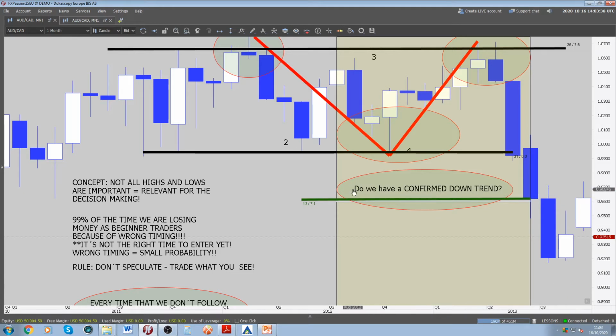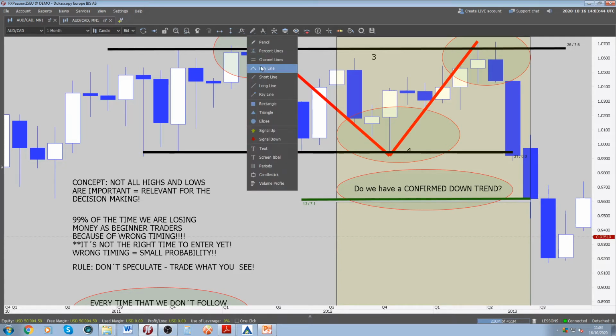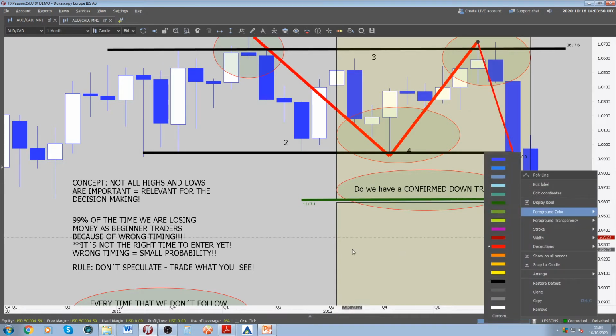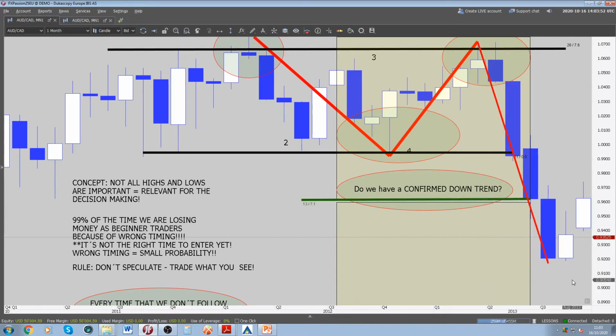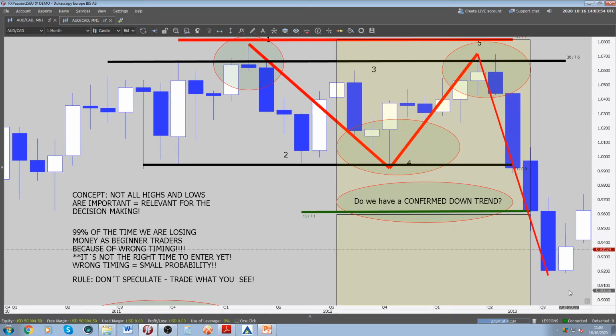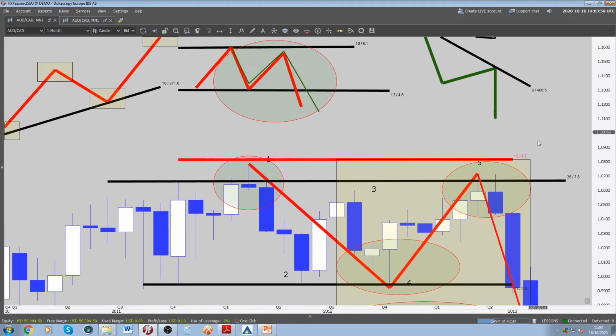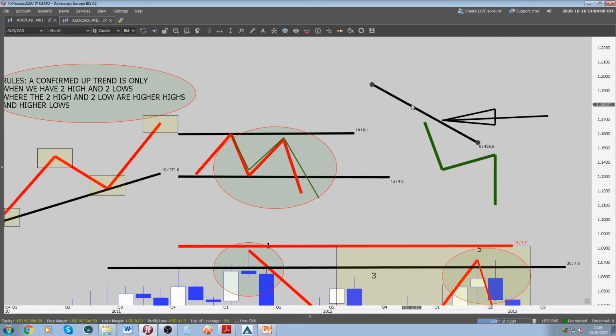So yesterday we entered here and this happened. Why? Because we didn't wait for the market to confirm a downtrend. So now and only now, everybody, we have a confirmed downtrend. Only now, right? So now we have a confirmed downtrend, right?